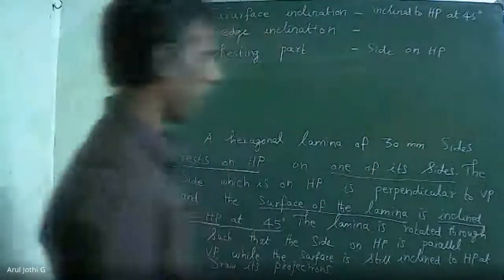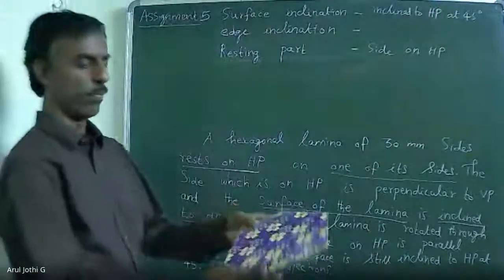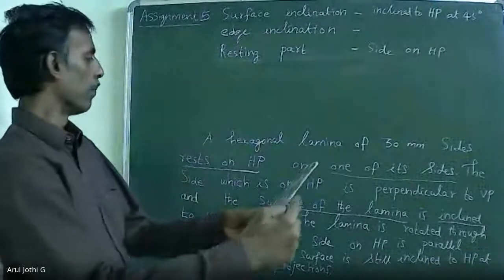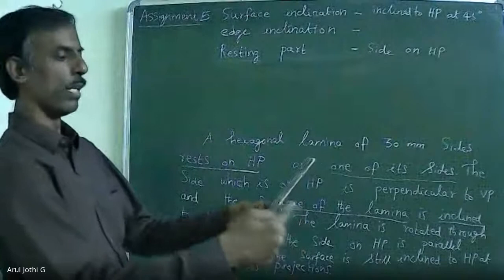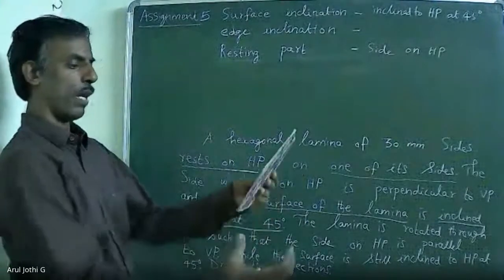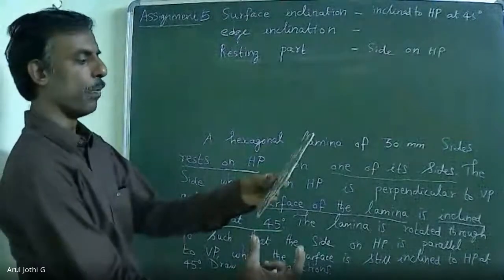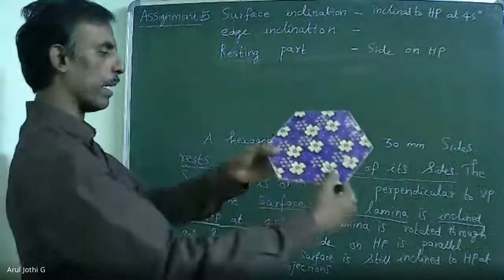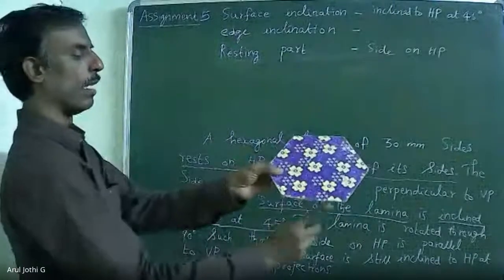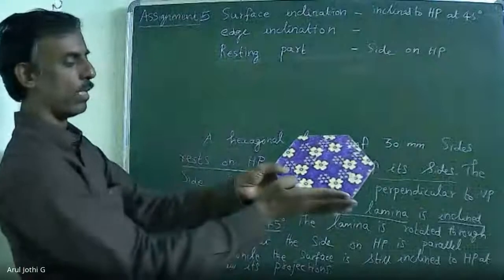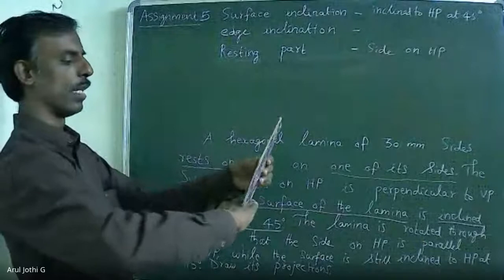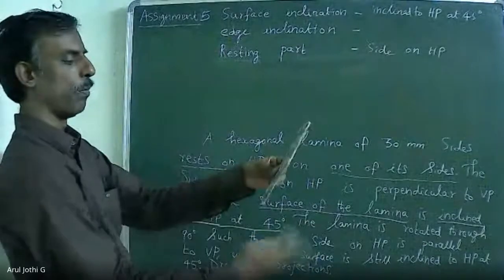Now, look at the problem here. It's an external plane. One of the sides is lying on HP, and the surface of the plane is inclined 45 degree to HP. Now, what they are saying is, I am getting one top view. The top view I am going to rotate through 90 degree so that the resting side is parallel to VP. Now, this is a resting side. Now, look at my hand. This side is resting on HP. I am getting the apparent top view.